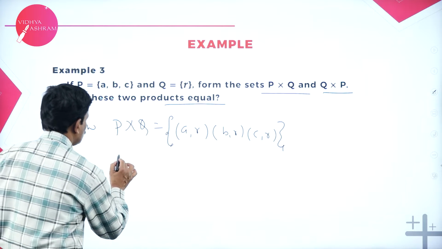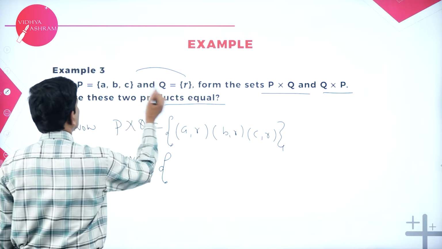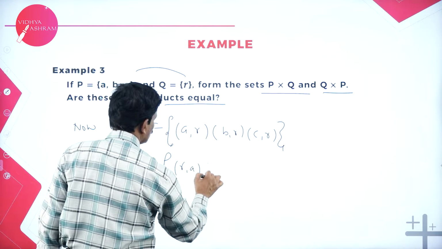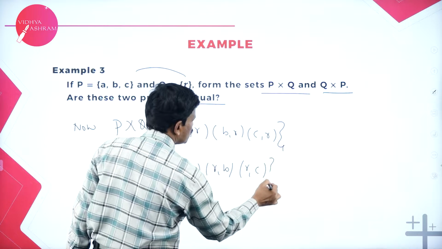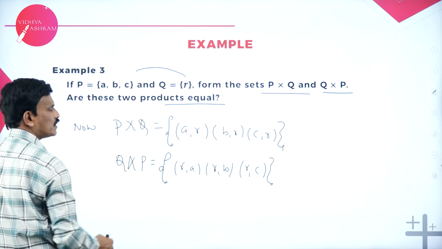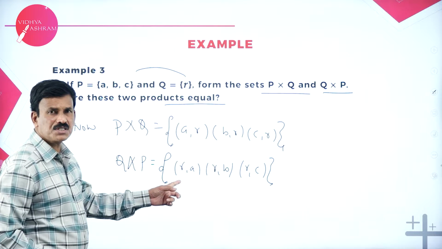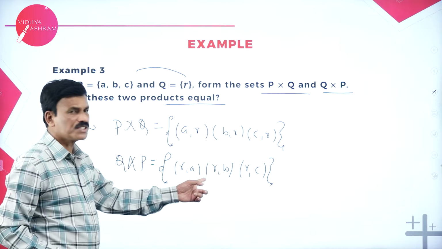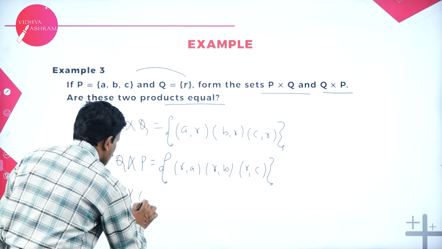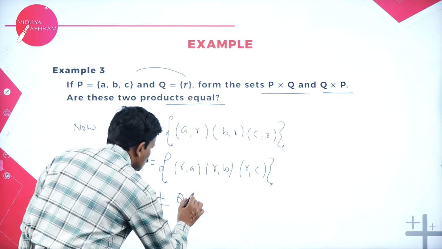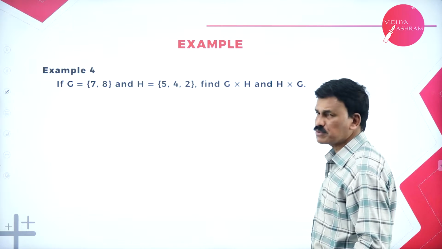Now let us come to Q cross P. From this and this, R comma A, then R comma B and R comma C. See, observe carefully. Here first element is A, here first element is R, here first element is B and first element is R. So therefore these two are not equal. P cross Q is not equal to Q cross P. They are not commutative.